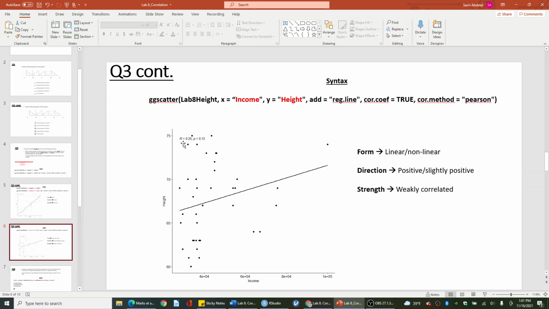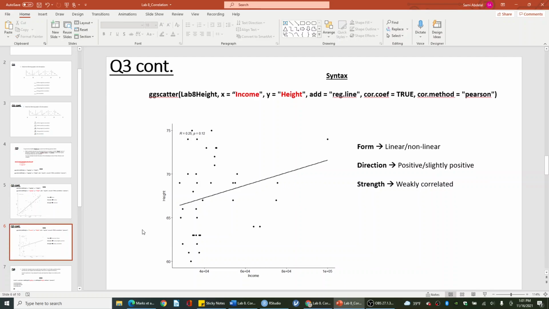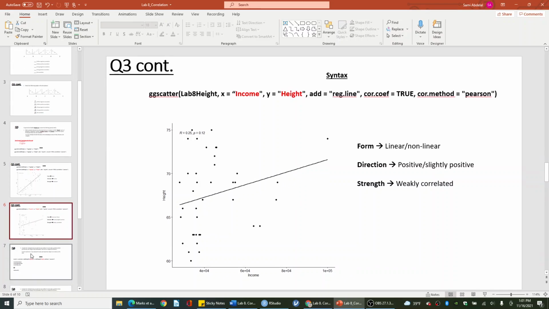Aside from having the R value and the p-value here, you can kind of see the strength because these data points are not clustering around this best fit line here. They're kind of scattered about. So pretty simple. Question 3.